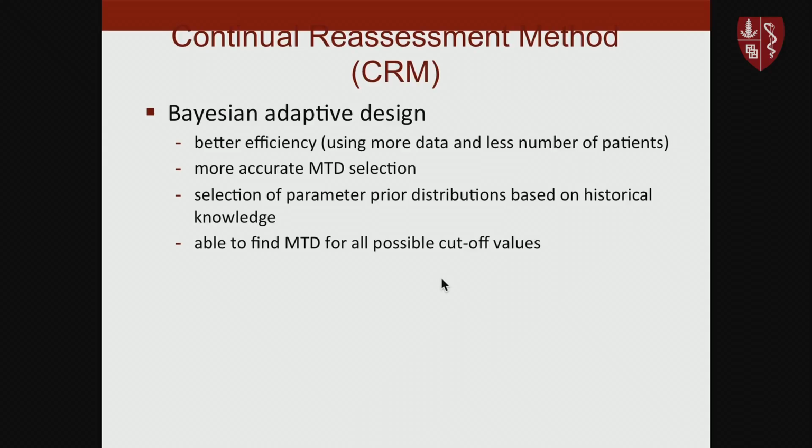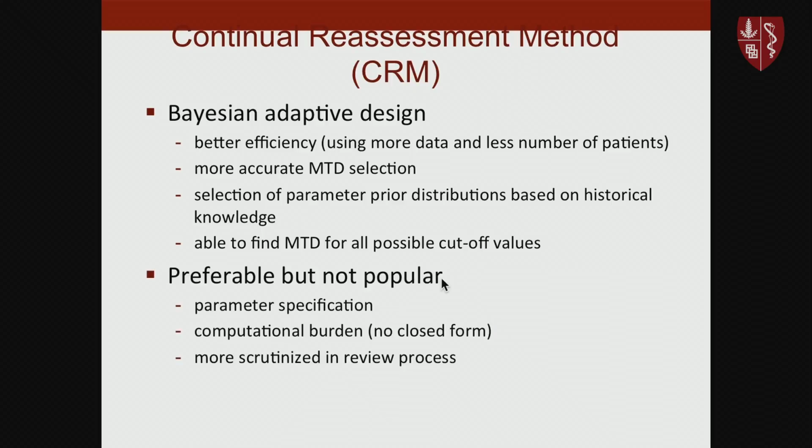Of course, sometimes it's too aggressive, and therefore there are rules, a modified CRM, to make sure that you don't jump levels. And it also works for any cutoff values. You can look for the MTD for a 25% toxicity rate instead of just 1/3. But it's not very popular for whatever reasons.